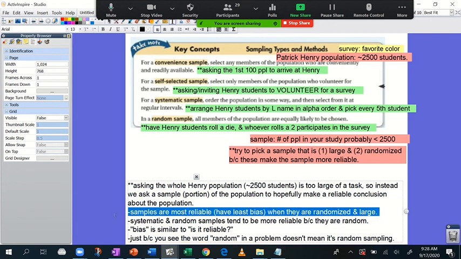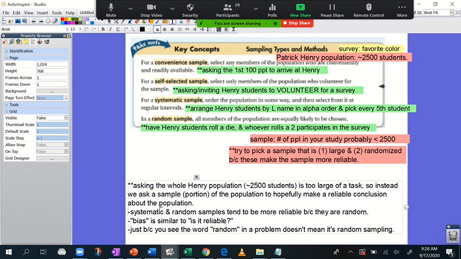Let me move this bullet point up to second, since I don't need this anymore. Okay. All right. Now, a couple of things before we wrap this up. A convenience sample.